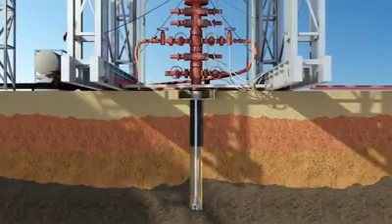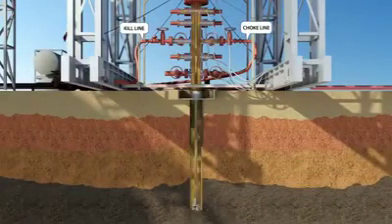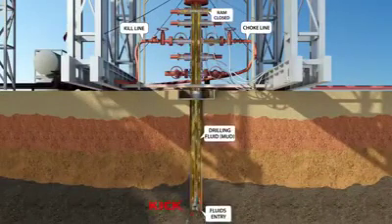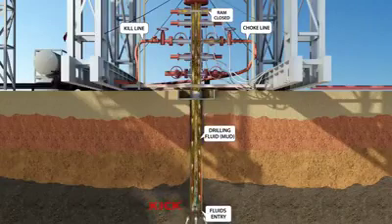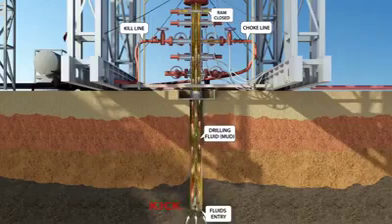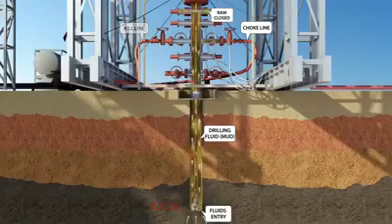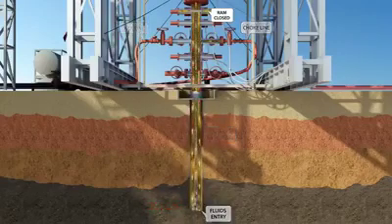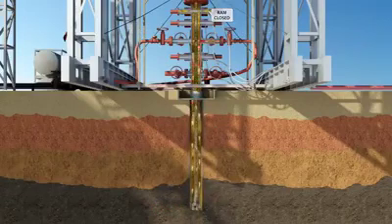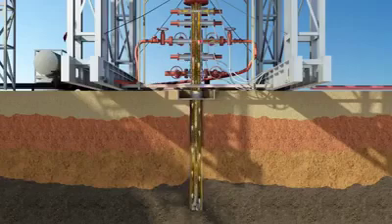The kick will be circulated out of the wellbore using the driller method first cycle by pumping drilling fluid downstream and getting returns from the annulus through the choke line to the choke manifold, and the poor boy degasser and toxic gases will be flared. Once the kick is out, the well will be shut in.